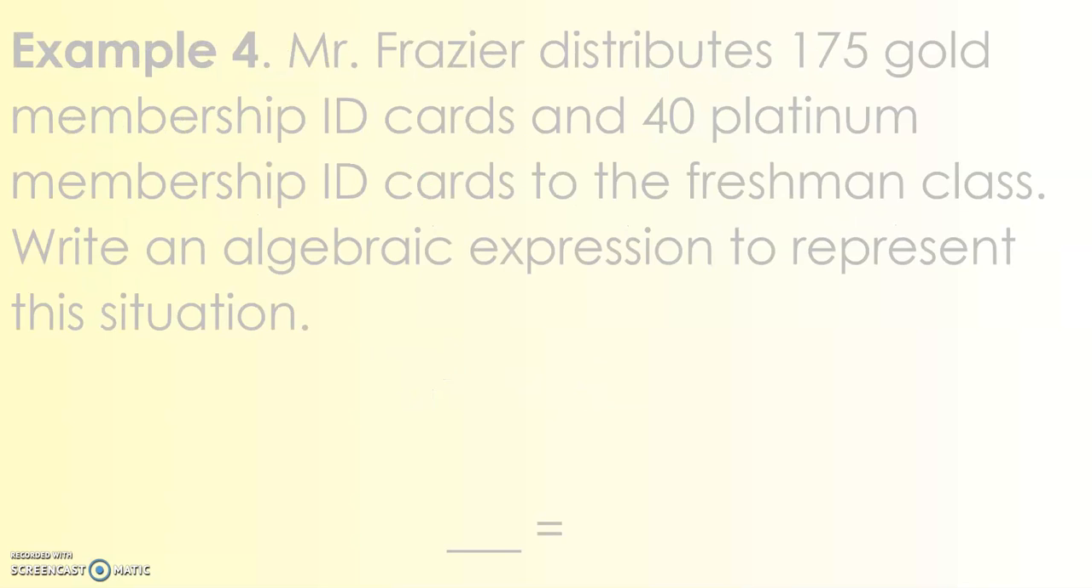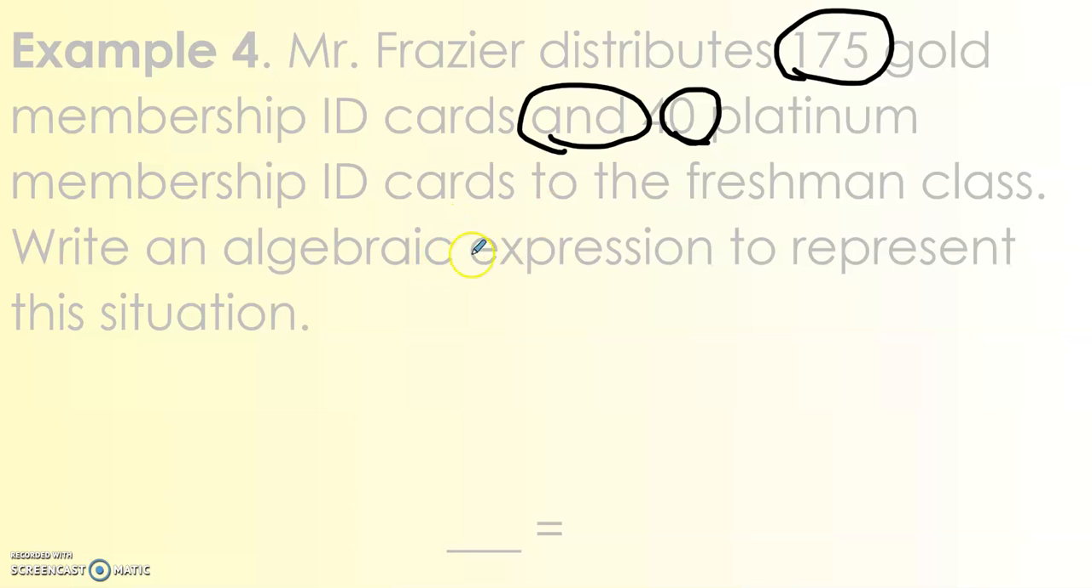Example 4. I'm going to start with reading it, just like the last one. Mr. Frazier distributes 175 gold membership ID cards and 40 platinum membership ID cards to the freshman class. Write an algebraic expression to represent this situation. Now that I've done that, I'm going to circle any math relevant language. So I see this 175 is important, and I see this 40 is important. Oh, and then 'and.' That could be an important word as well.